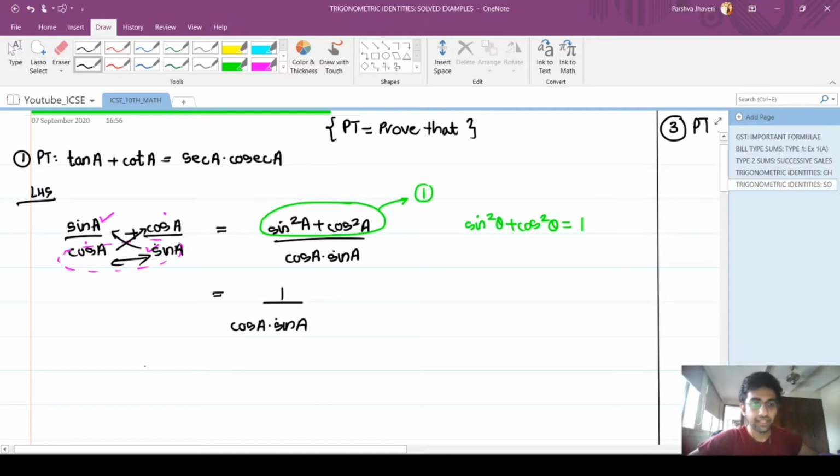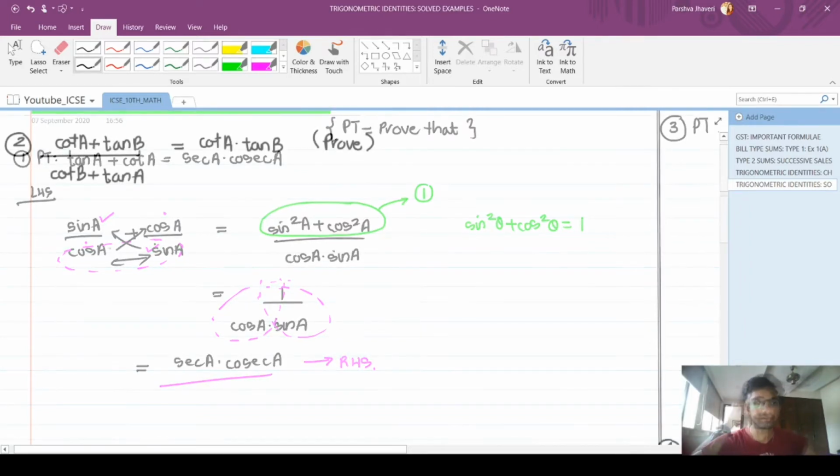Now, they've asked us to prove sec A cosec A. Keep looking at your right hand side. Keep looking at what you have to prove. We know that 1 upon cos A is nothing but sec A, and 1 upon sin A is nothing but cosec A. I just split it up because it's a multiplication sign. So I took 1 upon cos A into 1 upon sin A, and that gives me sec A cosec A, which is equal to your RHS.